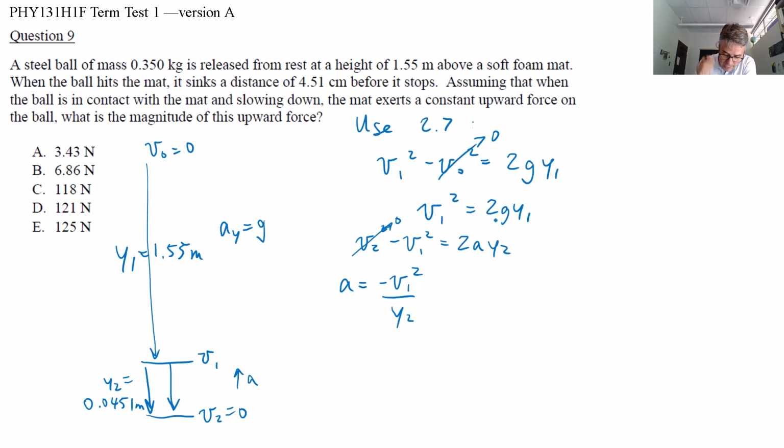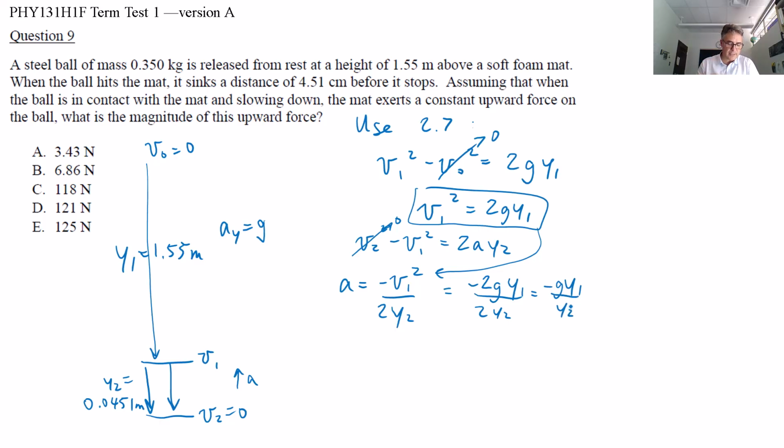And in fact, I already solved for V1 squared, so I can just plug it in here. So the acceleration is equal to negative 2 times g times y1, oh, I forgot a 2 here, divided by 2 times y2. The 2's cancel, and you get the acceleration is negative g times y1 over y2. Okay, so that's the acceleration.